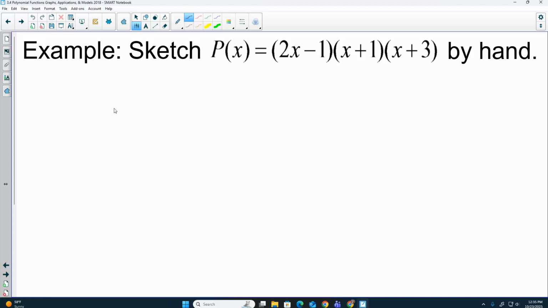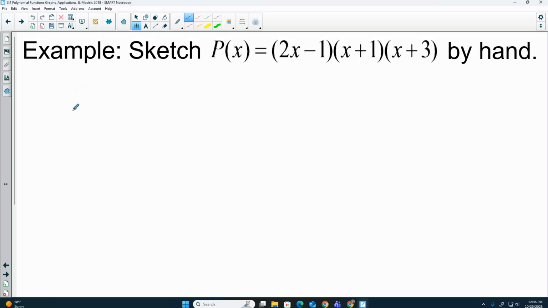I don't necessarily care what order you do those steps in, so it's not like you have to have the zeros first. You could do the end behavior first or the y-intercept. Those are just all the things that we will need in order to draw the graph.